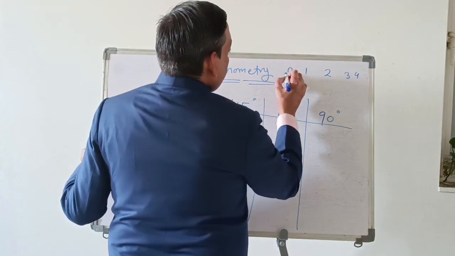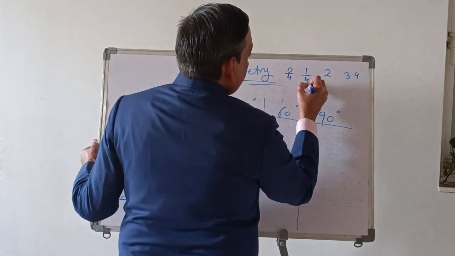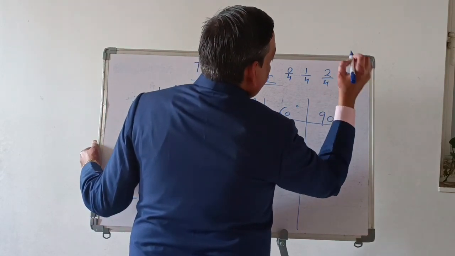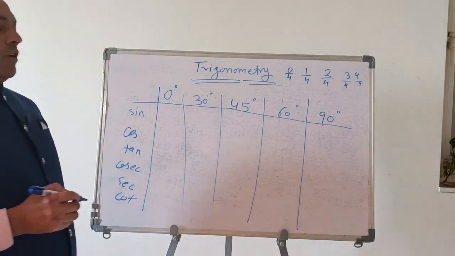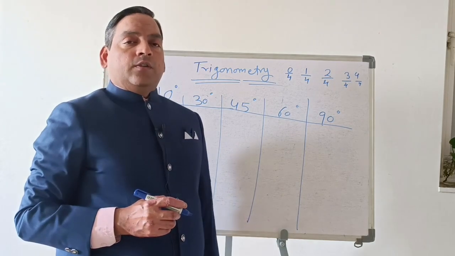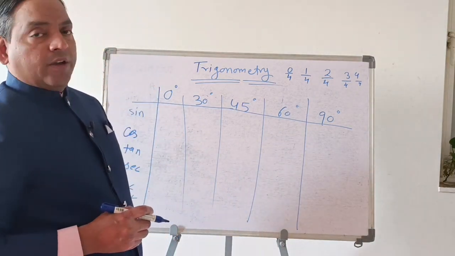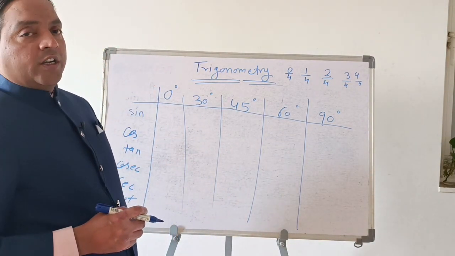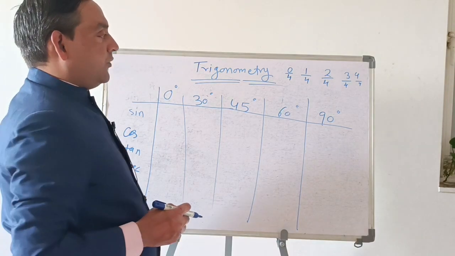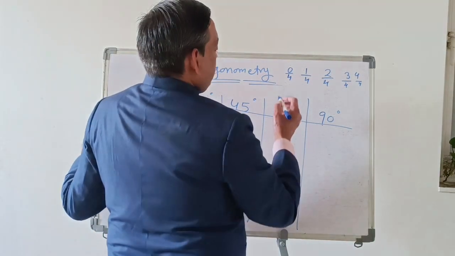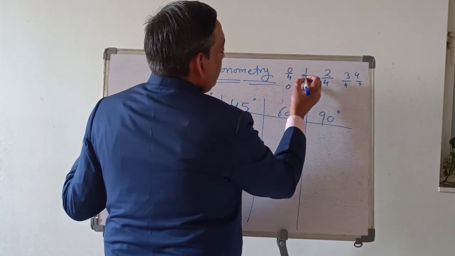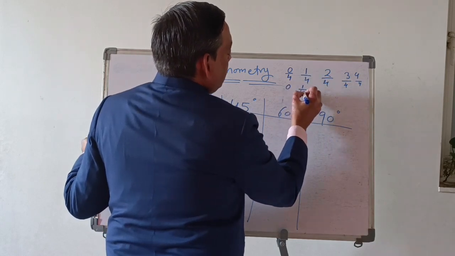Now all the 5 numbers divide by 4. 0 divided by 4, 1 divided by 4, 2 divided by 4, 3 divided by 4 and 4 divided by 4. Clear? First write down 0, 1, 2, 3, 4 and divide each number by 4, and simplify this. Simplify meaning, 0 divided by any non-zero number is 0. 1 upon 4 as it is.